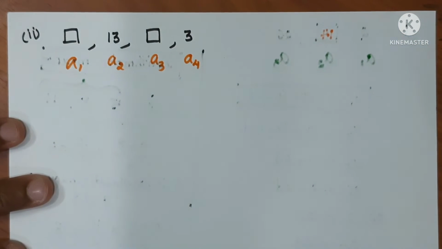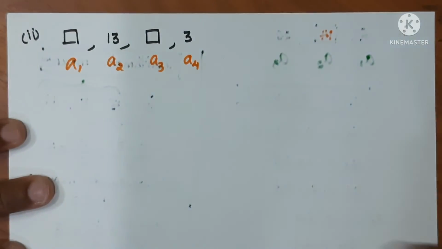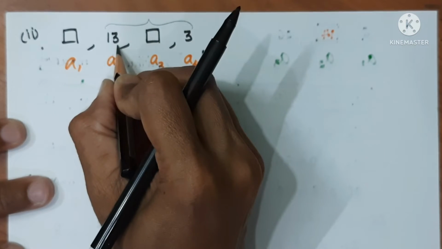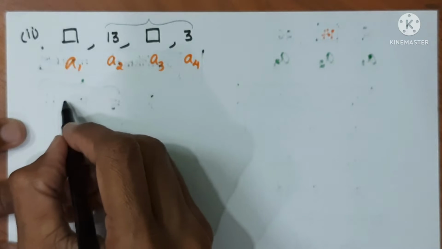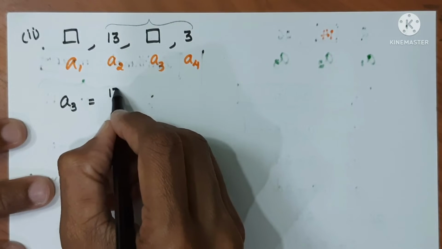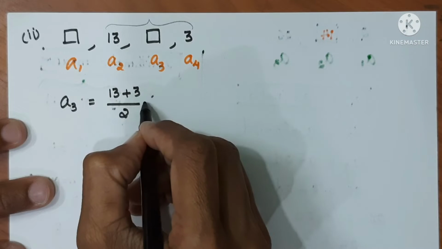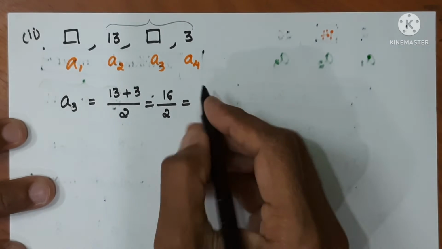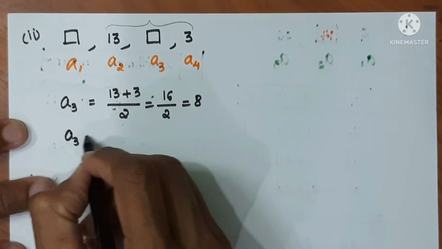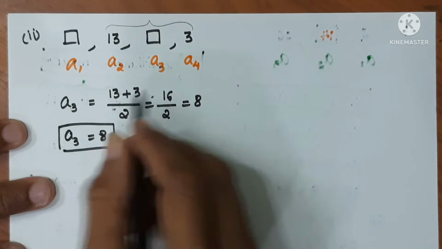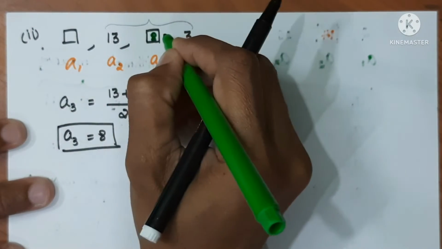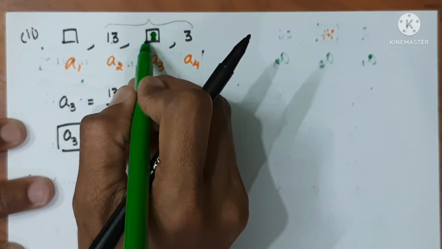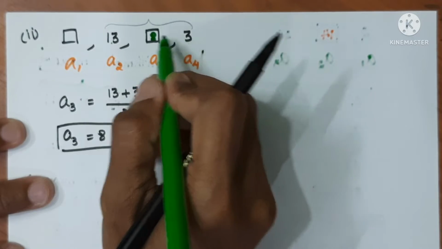Let us use the arithmetic mean formula here. Since these three terms are in AP, the third term will be the arithmetic mean of 13 and 3. So A3 will be equal to 13 plus 3 by 2, which is equal to 16 by 2, which is 8. So the third term is 8. Since the third term is 8, here we can find that the D value is minus 5. Since the value of the terms is decreasing, the common difference will be negative.